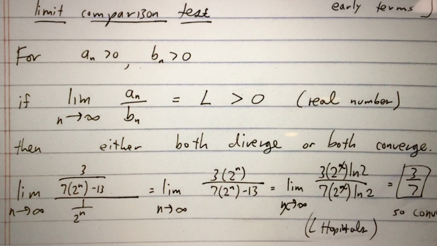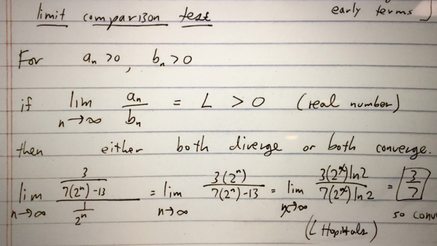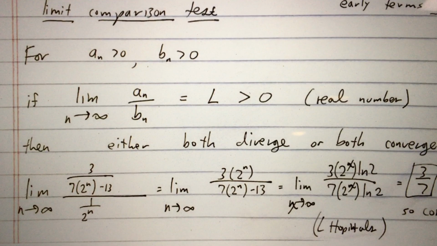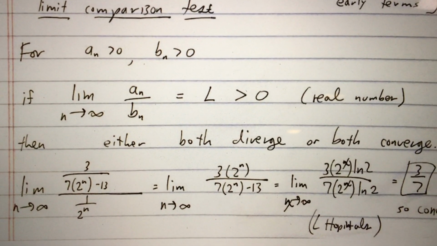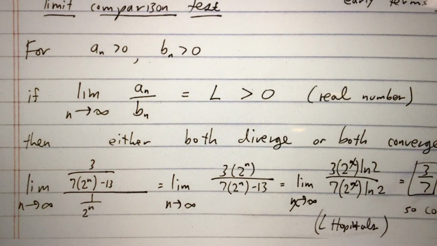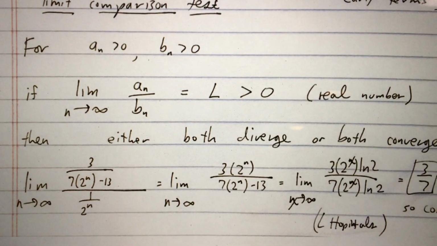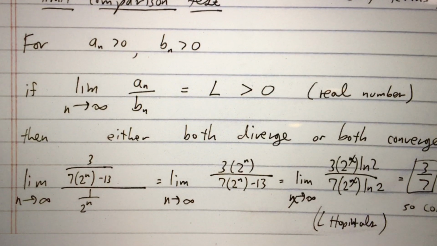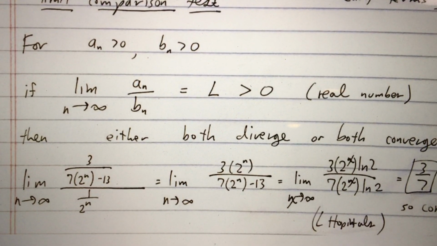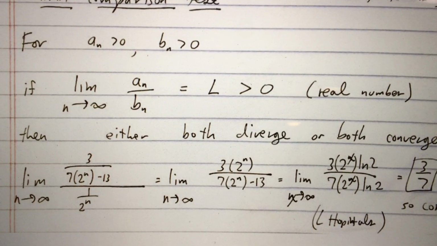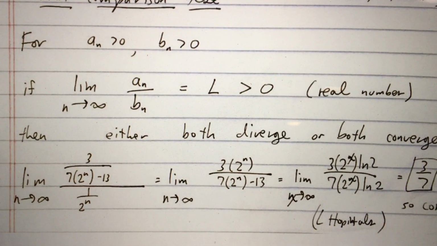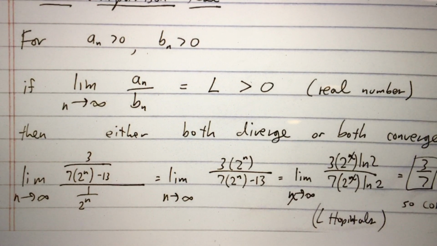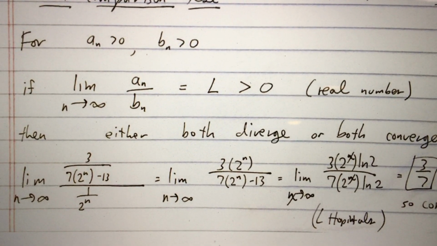So for an example of the one that we just looked at, we do think that we should be able to compare it to 1 over 2 to the n. So we put 3 over 7 times 2 to the n minus 13 on top, 1 over 2 to the n on the bottom, and we try to take the limit as n goes to infinity. First, simplify by reducing that complex fraction. So basically just need to multiply the top by 2 to the n, since we're dividing by 1 over 2 to the n. So we have 3 times 2 to the n over 7 times 2 to the n minus 13.